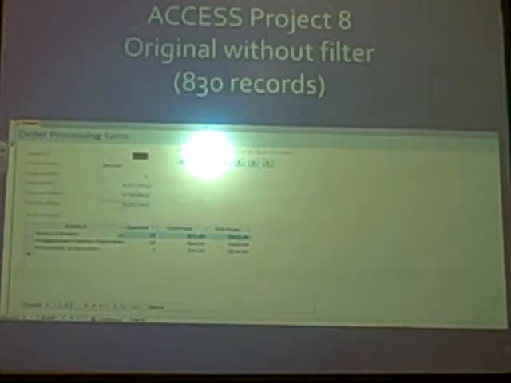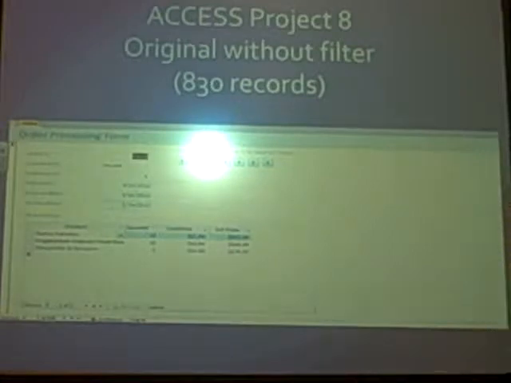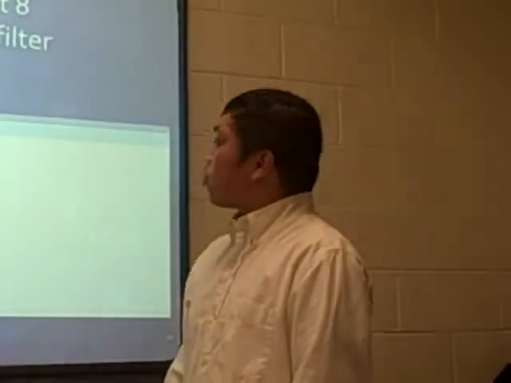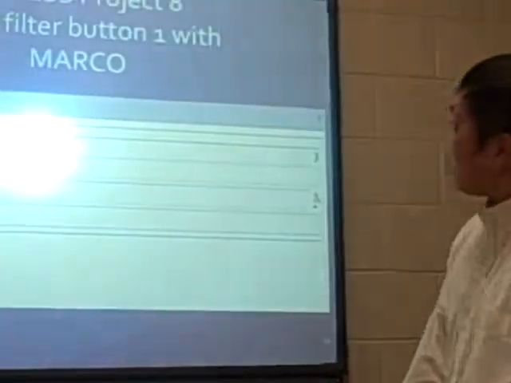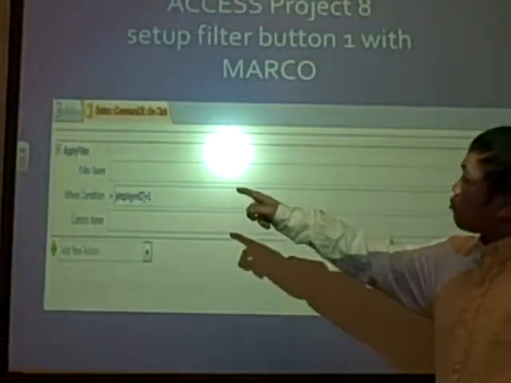As you see in this report, there are little buttons right here, 1 to 6, and then an X. When you press on those buttons, it will apply filters, and the X will clear all the filters. Next, what we did is use a macro to apply the filters.